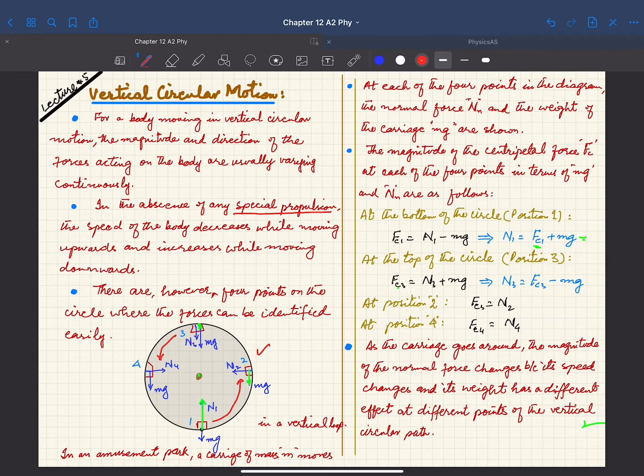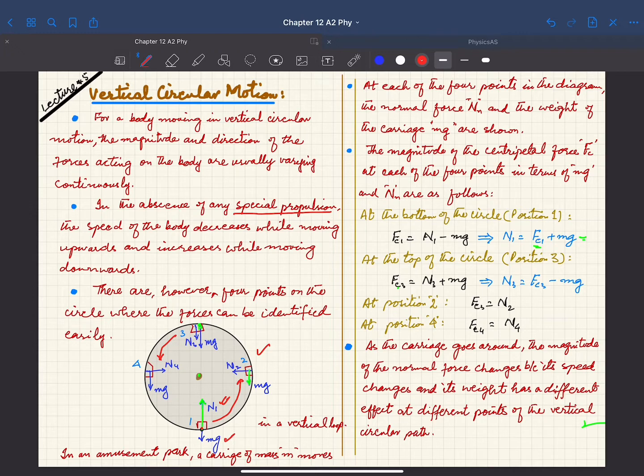Then, as I said, at different points we can mention the forces, and these are basically two main forces. One is the weight of the body, mg, and another one is the normal reaction. So if you have a carriage like in an amusement park, with mass m, moving in a vertical loop, then at certain points we can mention the forces, and I have taken 4 points where we can consider these forces.